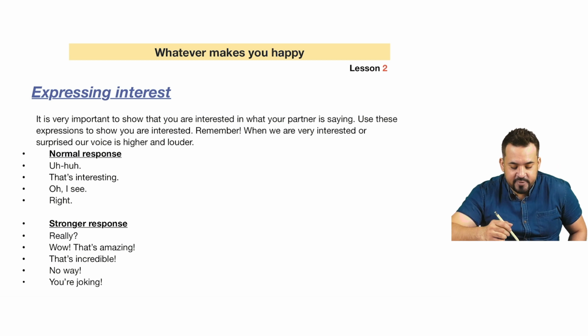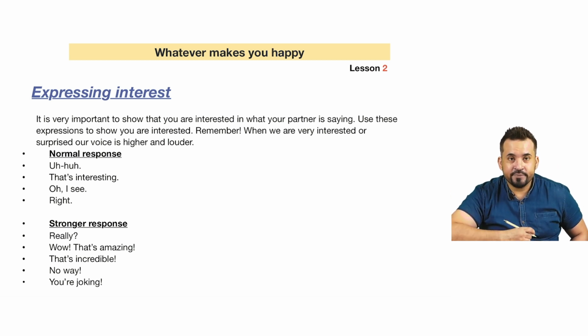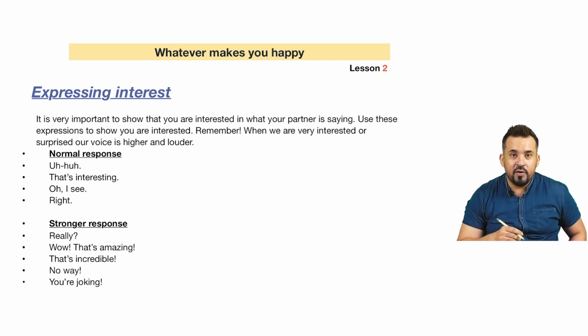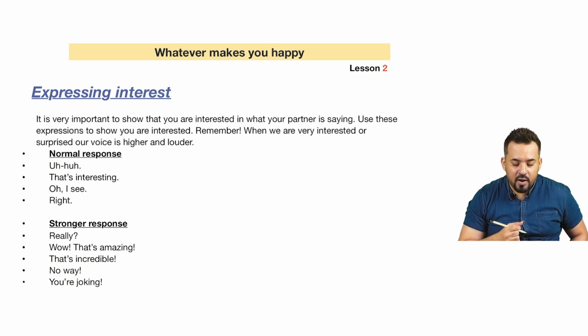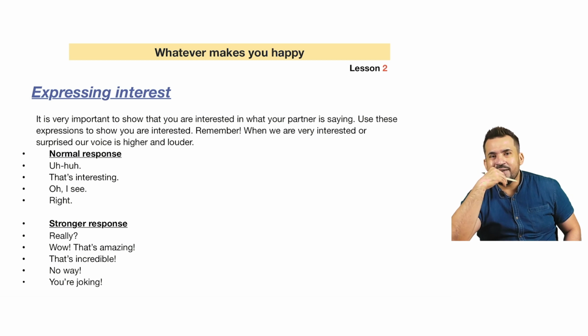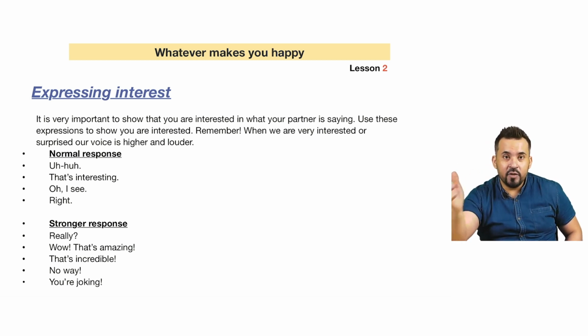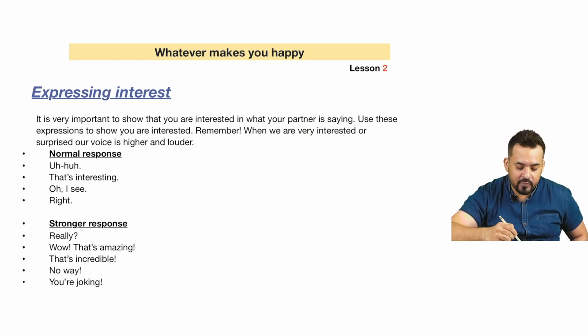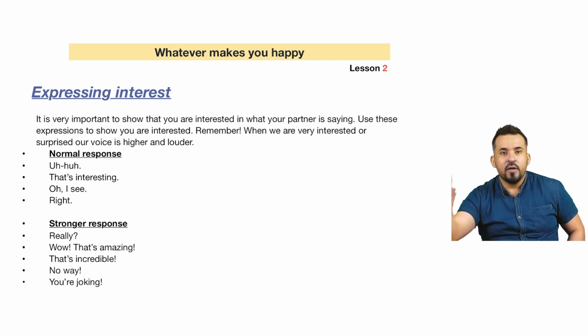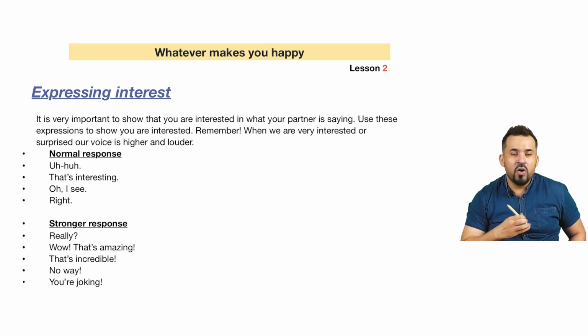All right, so let's take a look. Normal responses. It means you acknowledge what the person is saying and you want them to continue. So you go like, that's interesting. Oh, I see. Not, oh, I see, flat. You're not a robot. Oh, I see. Right. Right. Not right. No, you go up and high. Right.